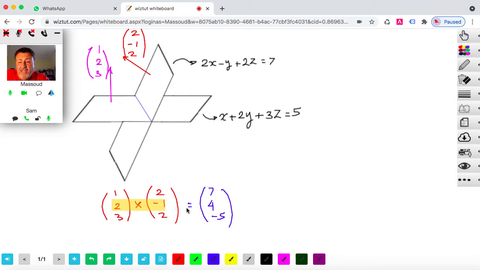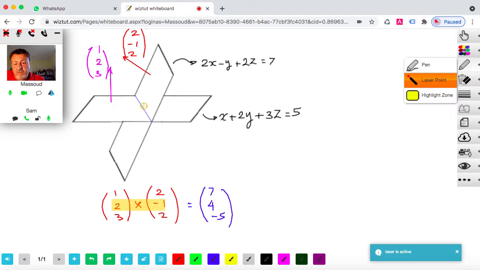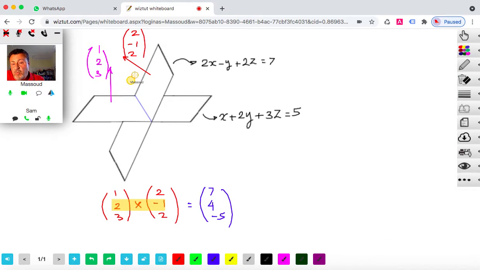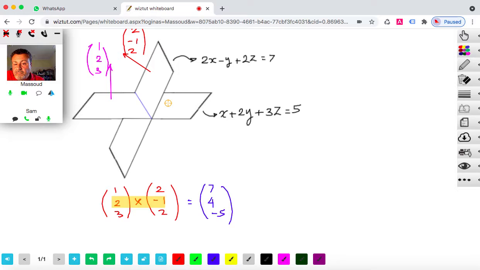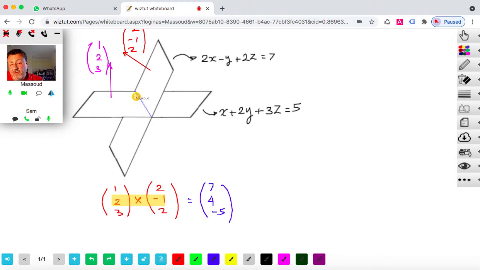So that's the direction of this blue line, because this blue line is perpendicular to both of these. And when you cross multiply the two vectors, you find a new vector which is perpendicular to both of these vectors. So really that vector has the same direction as this line. So I have a direction vector for this line.